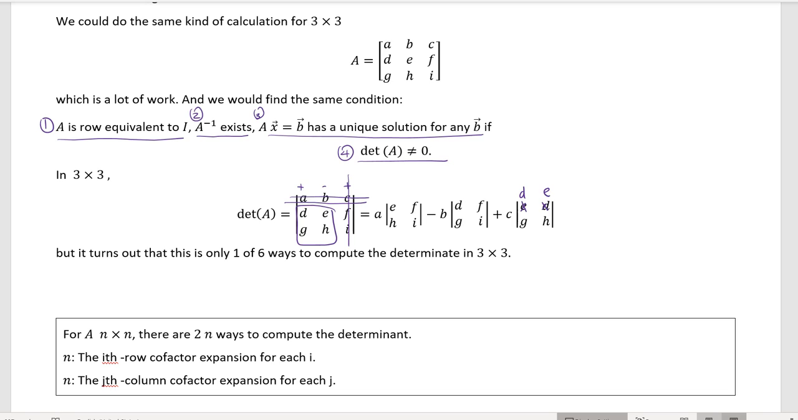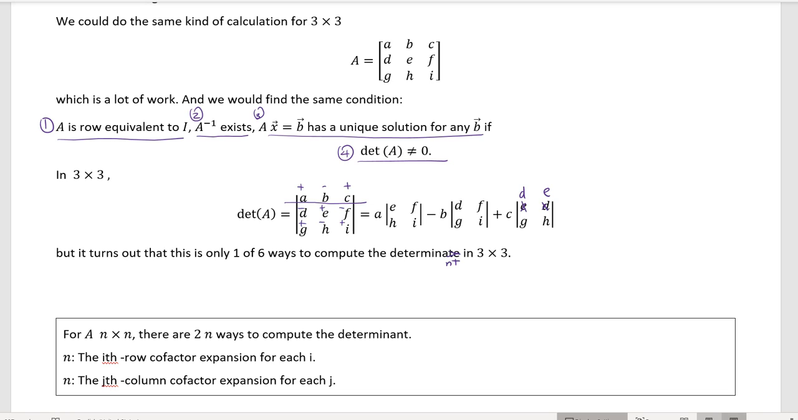Okay? And it turns out this is only one of the 6 ways to compute the determinant. In the 3x3 matrix, we can use any row or any column to do the cofactor expansion. Here we choose the first row, but we can choose the second row or the third row or the first column, second column, and third column. And what we do is assign a sign, so the 1 entry is always positive, and then it alternates. So then this is negative, this is positive, this is negative, this is positive, negative, positive.